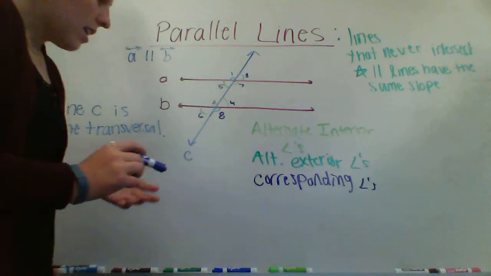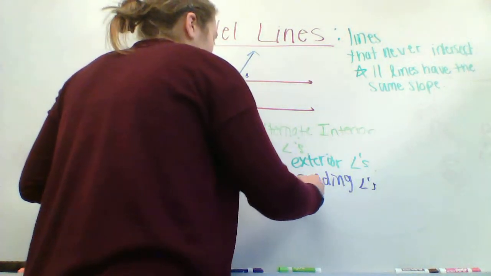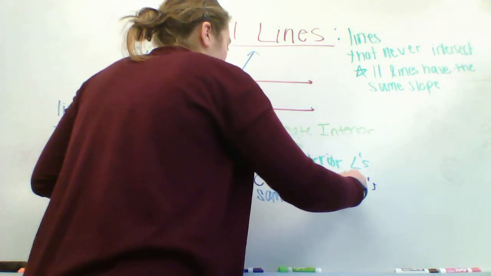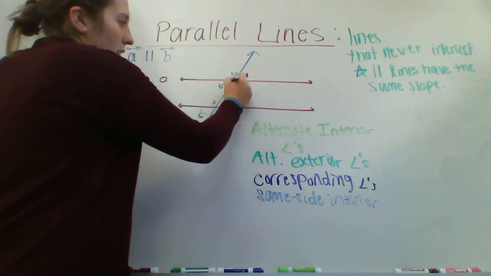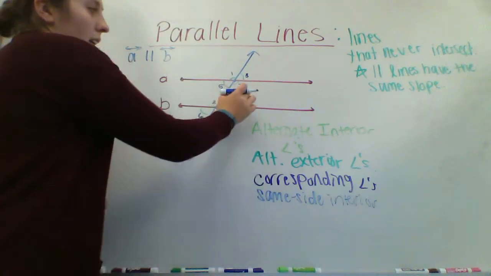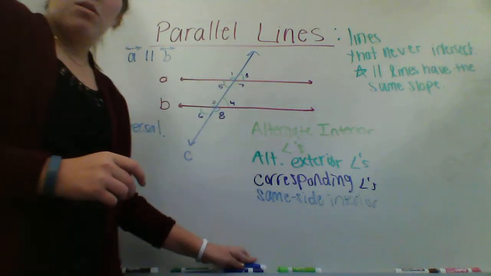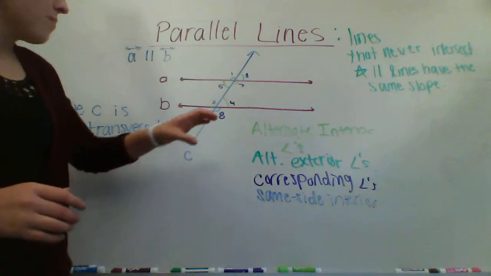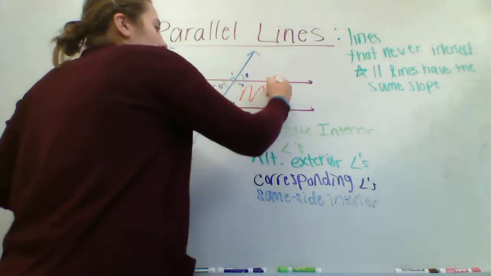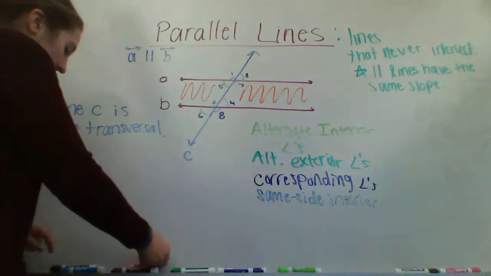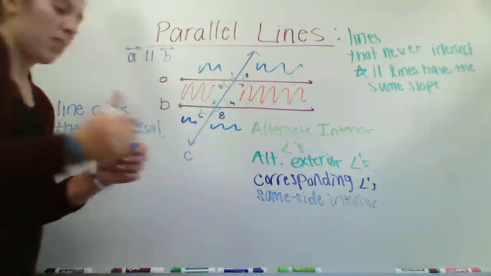And lastly, there are same side interior angles that are created. So that would be like 7 and 4 would be same side interior. They're on the same side and on the interior of both parallel lines. So when two parallel lines get cut by a transversal, we have the interior, which will be in the orange, because it's on the inside of the two parallel lines. And then the exterior, which is on the outside of the two parallel lines that were cut by the transversal.